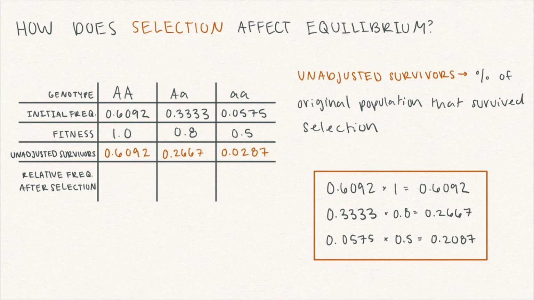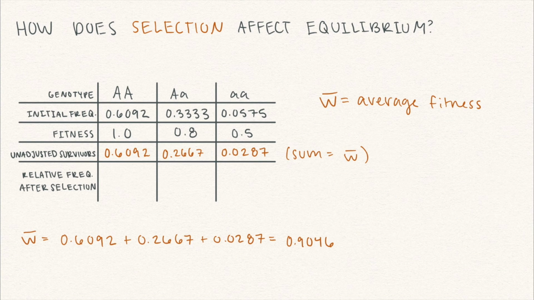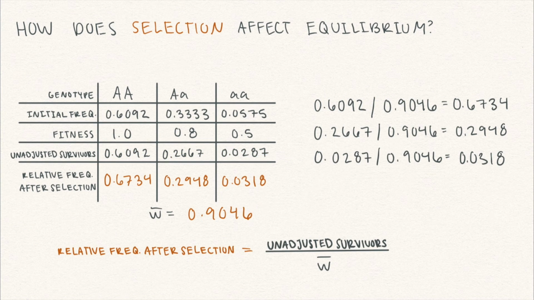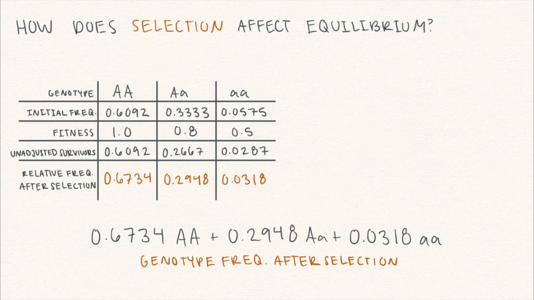To find the survivors of selection, we multiply the initial frequency by the fitness for each genotype. The sum of those numbers is the average fitness in the population, or how many of the original population survived. To find the frequency of the genotype after selection, you divide the survivor frequency from each genotype by the average fitness. The genotypic array for the new population is 0.6734 big A, big A, 0.2948 big A, little a, and 0.0318 little a, little a.